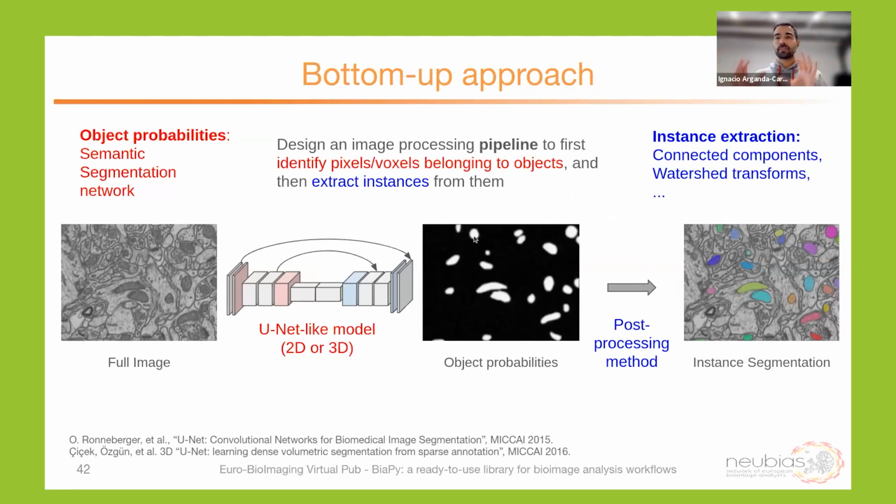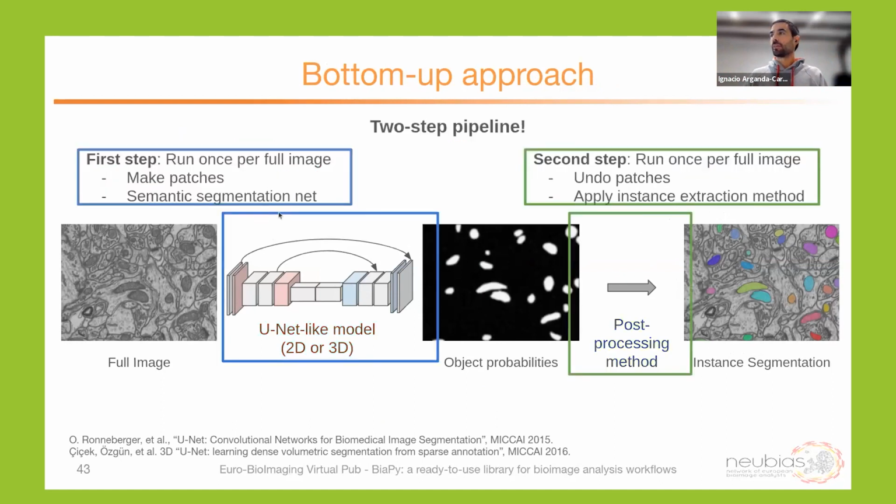So more or less, this would be a full pipeline for instance segmentation. Now we know that we have 2 steps. In the first step, we have a full image. Then we have to make patches and pass all the patches through the network. And in the second step, when we have the object probabilities, we undo the patches. Now we create the mosaic of the entire image, and then we run the method for instance extraction.